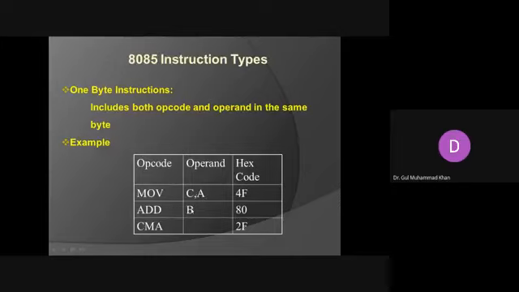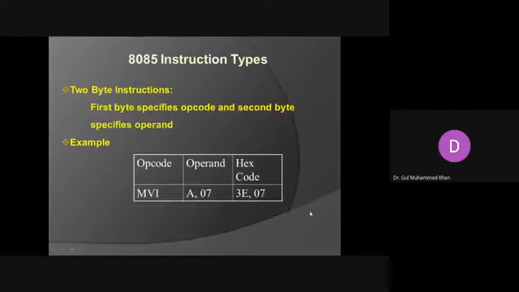Similarly, ADD B is also a 1 byte instruction. The code for this is 80. It means add the contents of the accumulator with register B, and store the result in register A. Similarly, CMA is complement accumulator. This has a code of 2F. So CMA, what is its purpose? What is its operation? It performs the ones complement on the accumulator content.